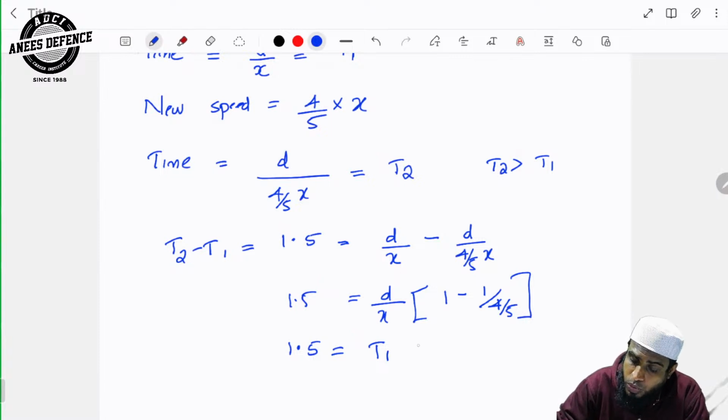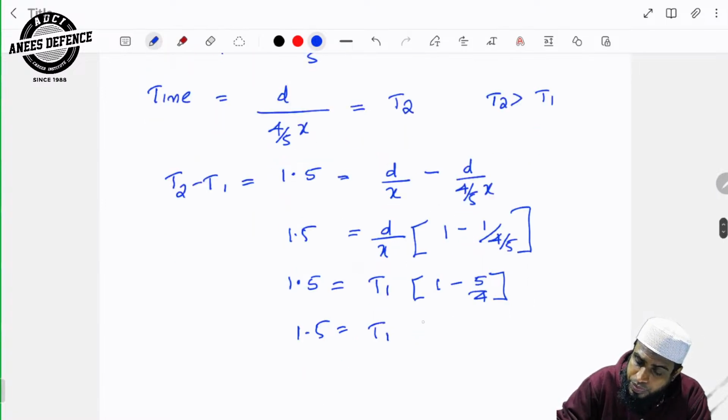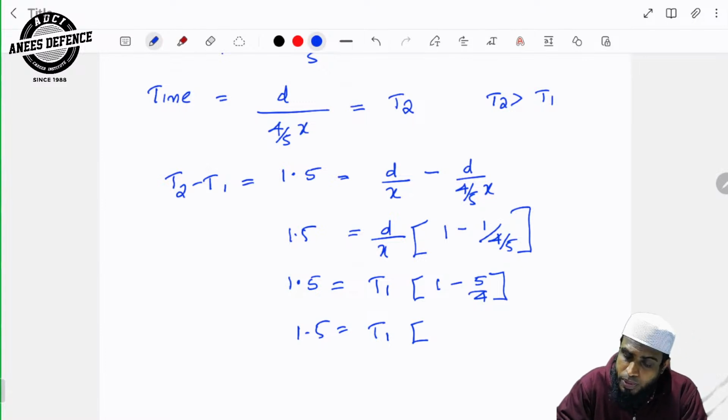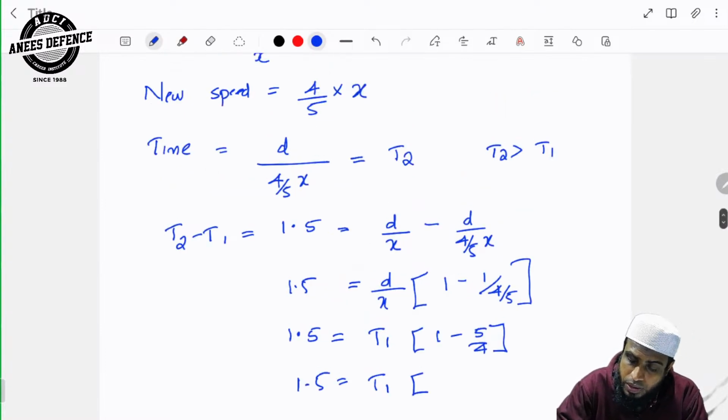So 1 minus 4 by 5 can be written as 5 by 4. So 1.5 equal to t1 into so t2 minus t1. We should take t2 minus t1 because t2 is bigger. So here we have to do a little modification.